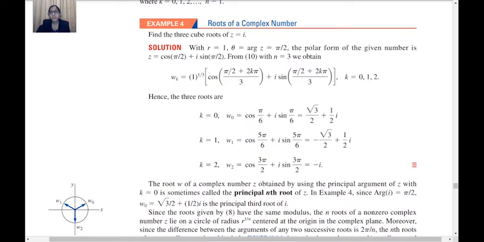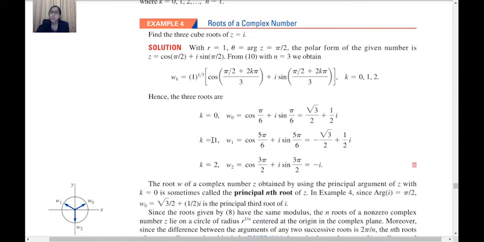So now we can determine what the values are. When k is 0, w0 will be nothing but 1 raised to 1 by 3, which is always 1. So cos of (pi by 2) by 3, that is pi by 6, plus i sin pi by 6. So that is nothing but root 3 by 2 plus 1 by 2 i.